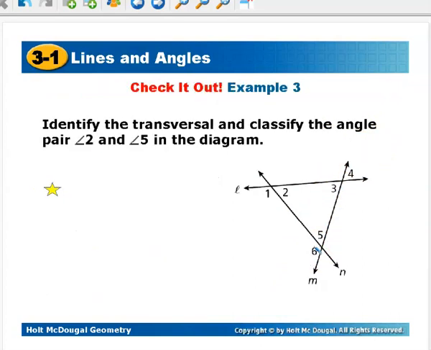So you give it a shot. Pause the video and try to do the same thing for angles 2 and 5 in this diagram.